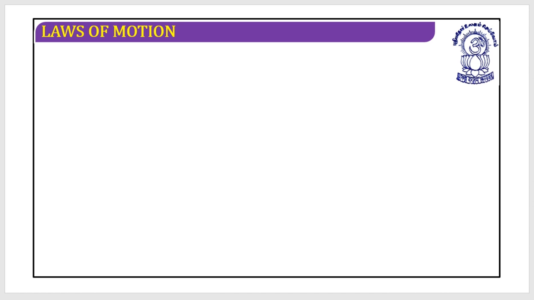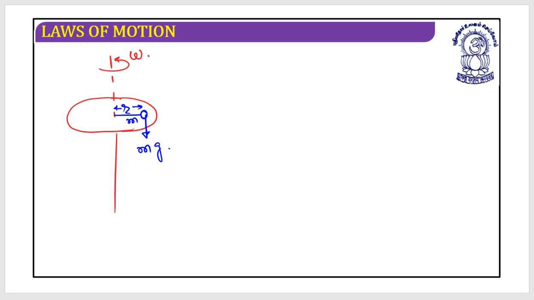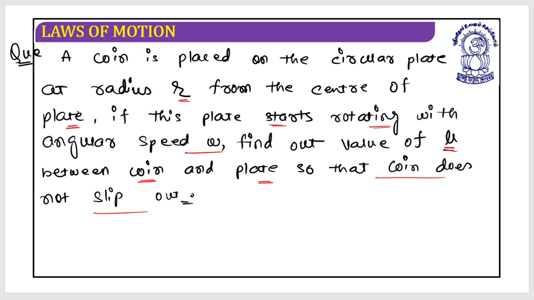Suppose this is the circular plate and this is probably its axis of rotation through which it is rotating with omega, and from here a circular coin is placed. It is placed at a radius r. Now this is having mass m. Let's write down all the forces. This is mg. This is the normal force. Now what do you want? You want that the coin does not slip out.